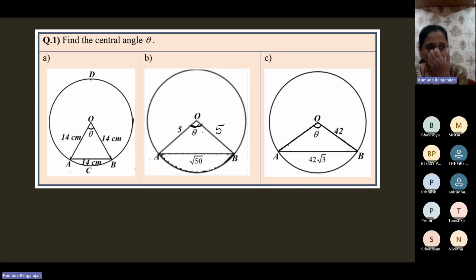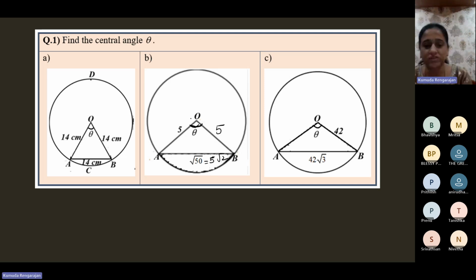We'll try to check the converse of Pythagoras theorem. For that, what is root 50? Root 50 is 5 root 2. So the longest side of this triangle is 5 root 2. Square root of 50 is nothing but 5 root 2. So the longest side of the triangle is 5 root 2.